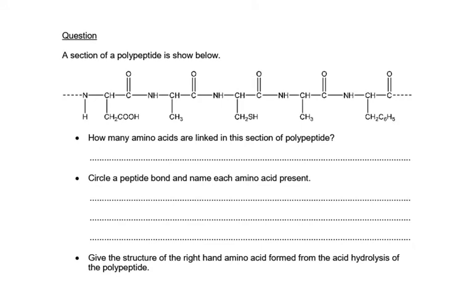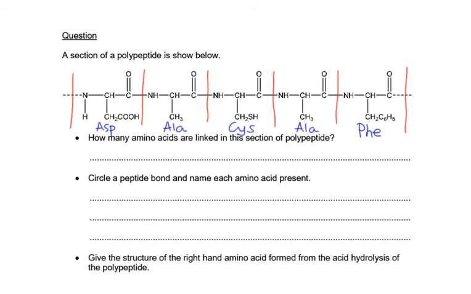Pause the video and have a go at this question. So the first question asks us how many amino acids are present. So what I've done is I've drawn a red line through every peptide bond. So there's actually a peptide bond at the end here where it joins to the amino acid that's not shown, and between the C double bond O and the N, the C double bond O and the N, the C double bond O and the N, and so on all the way down. So we've got 1, 2, 3, 4, 5 amino acids.